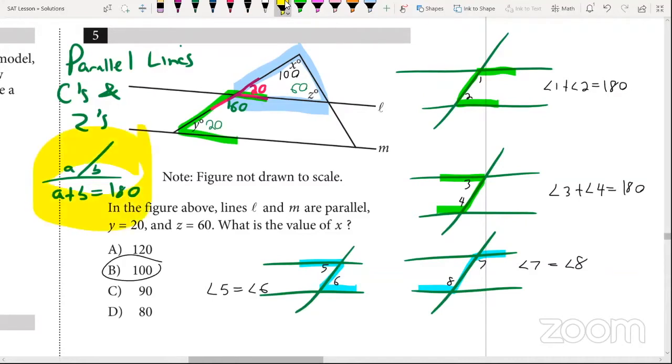And we talked about a few good rules here. For parallel lines, you need C's and Z's. And for a linear pair, the two angles add up to 180. So the answer to number 5 is B. And let's go over to number 6.